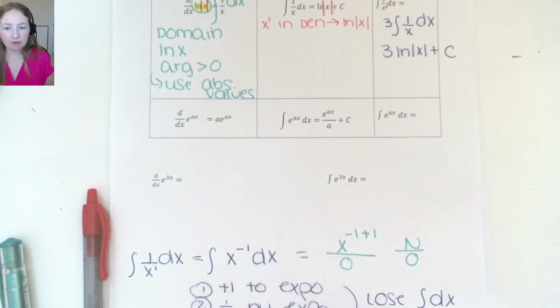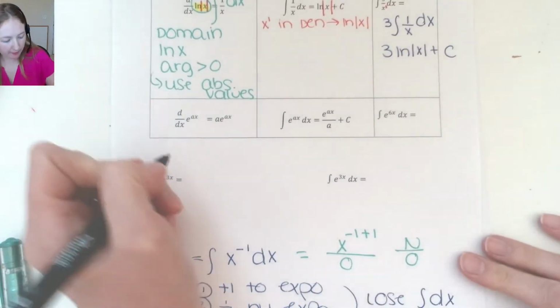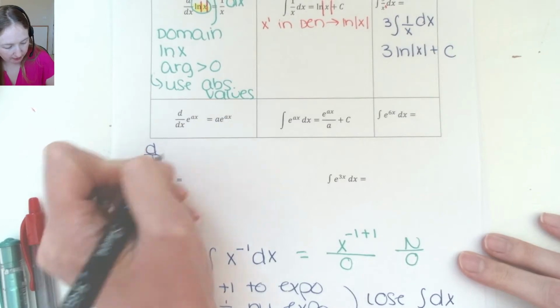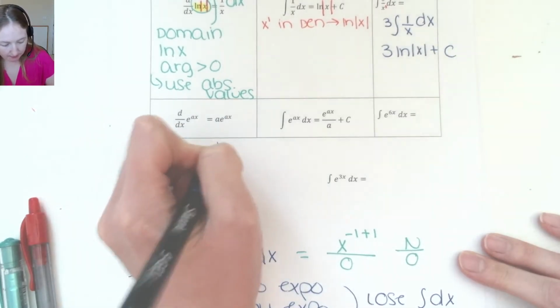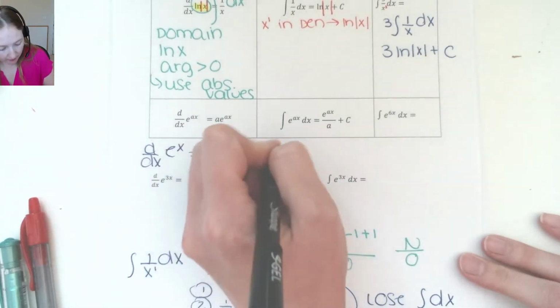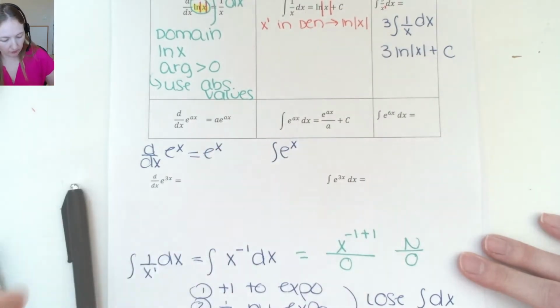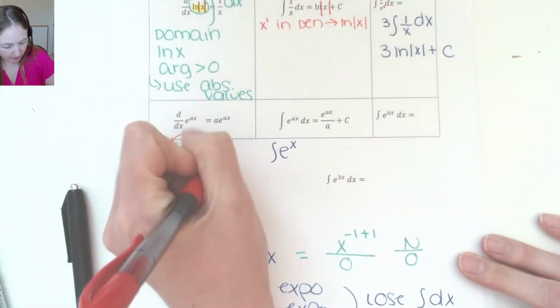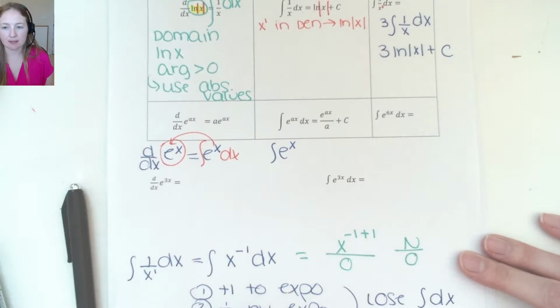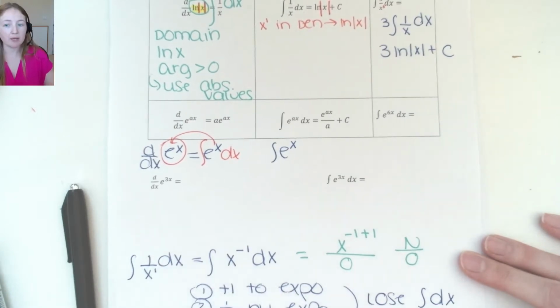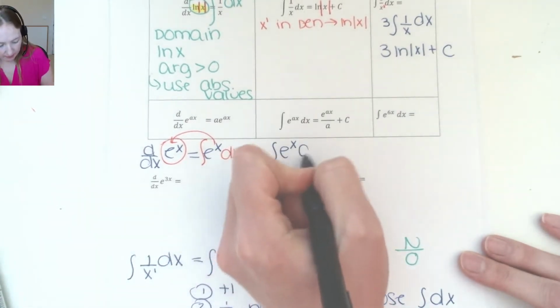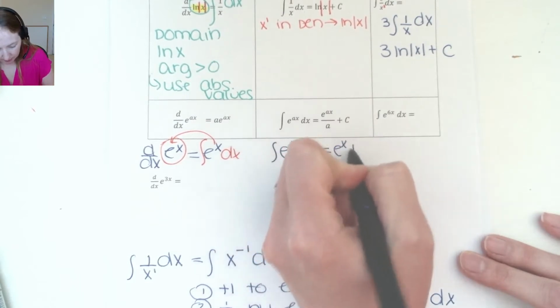All right, our last and final rule is our e to the x rule. So remember that the derivative of just e to the x is e to the x. So it would follow that if I integrate e to the x dx, that should give me e to the x. And that is an official rule, that the integral of e to the x dx is equal to e to the x plus c.